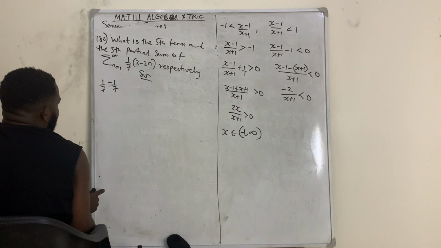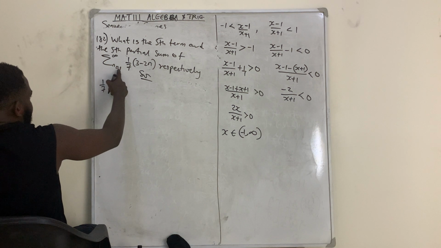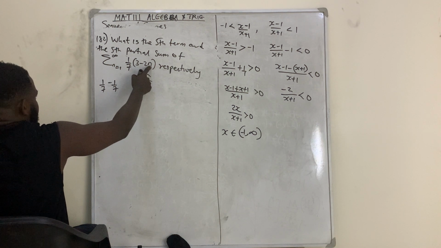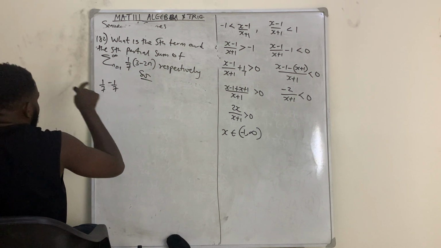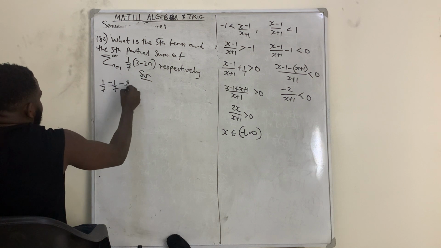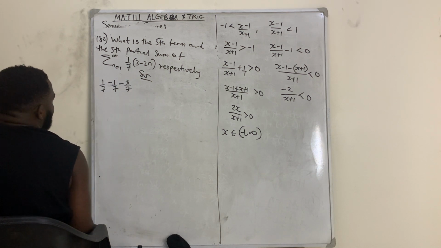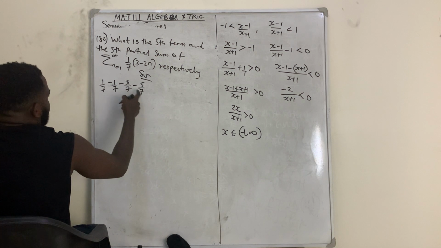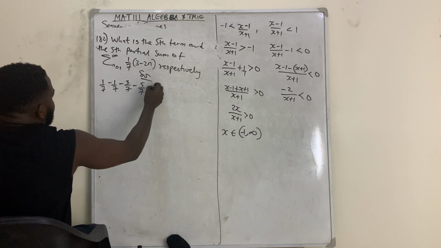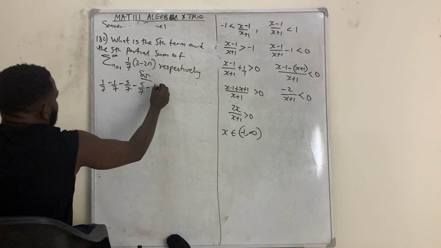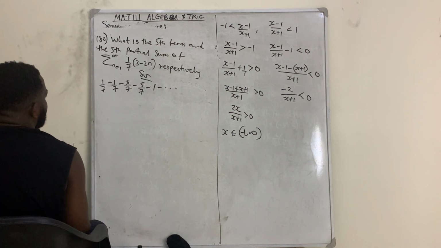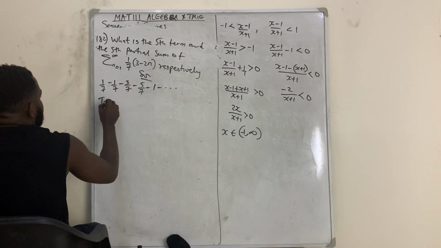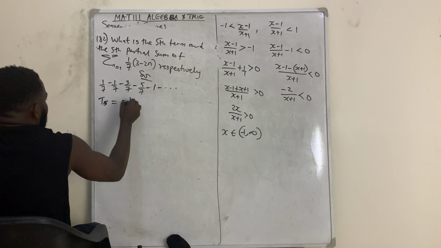Now the third term is when n is 3. 2 times 3 is 6, 3 minus 6 gives you minus 3, so minus 3 over 7. The next one is when n is 4. 2 times 4 is 8, so you're going to have minus 5 over 7. So the next one will now be minus 7 over 7, that is minus 1. It continues that way. So the fifth term is equal to minus 1.